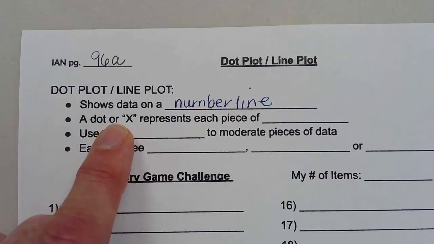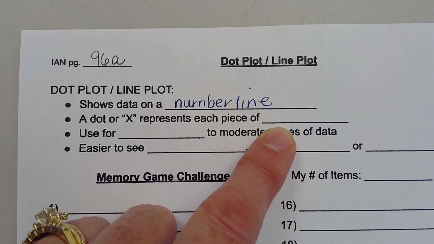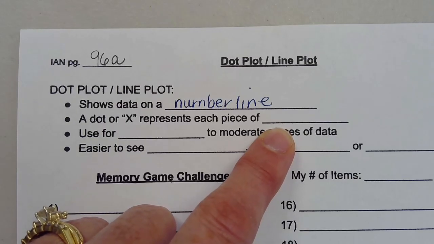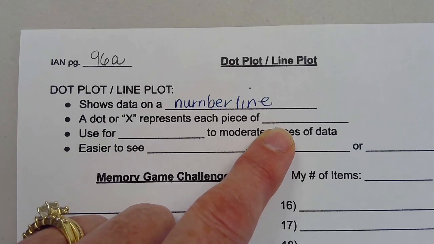An X or a dot represents each piece of this. What do we call the numbers that are in that set? With statistics, we're looking at this. It's going to be called what? What is that called? The numbers. The information we collect. Give you a hint. It has 4 letters. Starts with a D. Raise your hand if you think you know what I'm talking about.